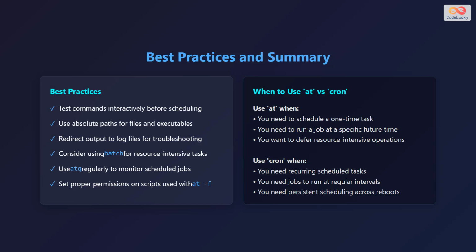Use at when you need to schedule a one-time task, run a job at a specific future time, or defer resource-intensive operations. Use cron when you need recurring scheduled tasks, jobs to run at regular intervals, or persistent scheduling across reboots.